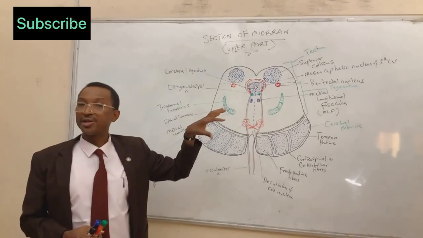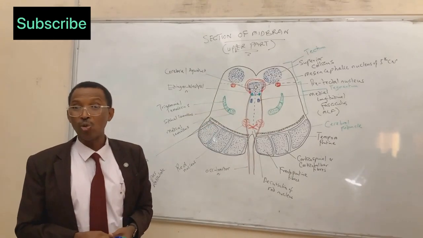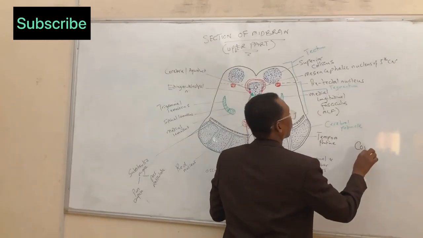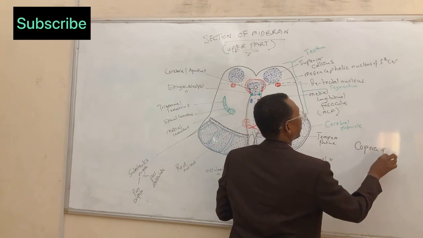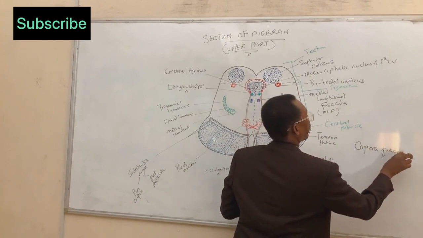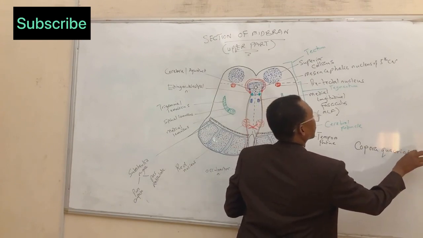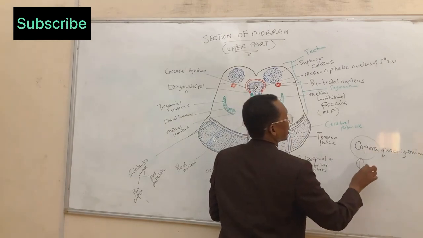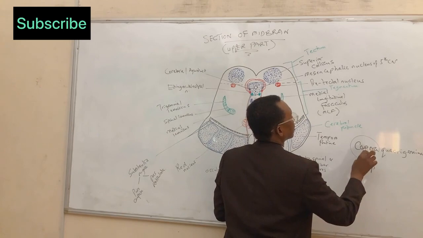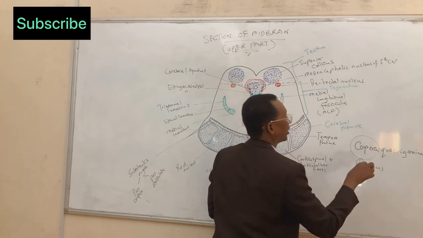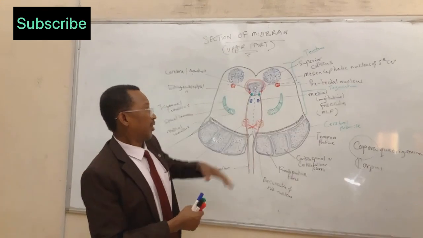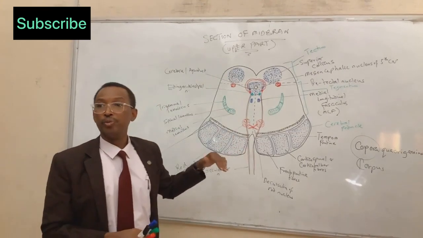These are four bodies, and they are known as corpora quadrigemina because they are four. So they are called corpora what? Corpora quadrigemina. That means four bodies. Corpora means body, like from corpus. Corpus means body. Quadrigemina means four. Are you clear? So you have four bodies, the two above and the two below.